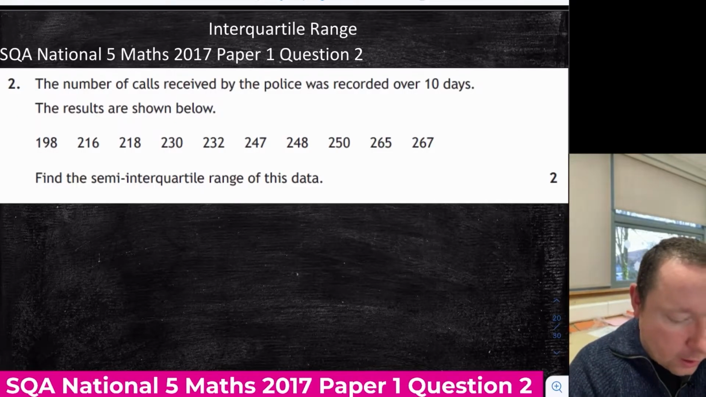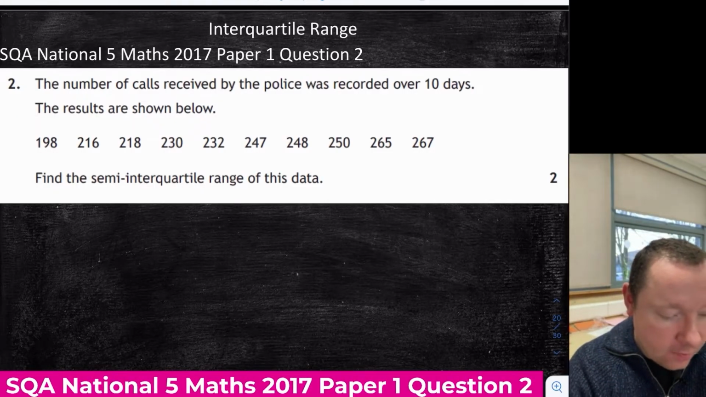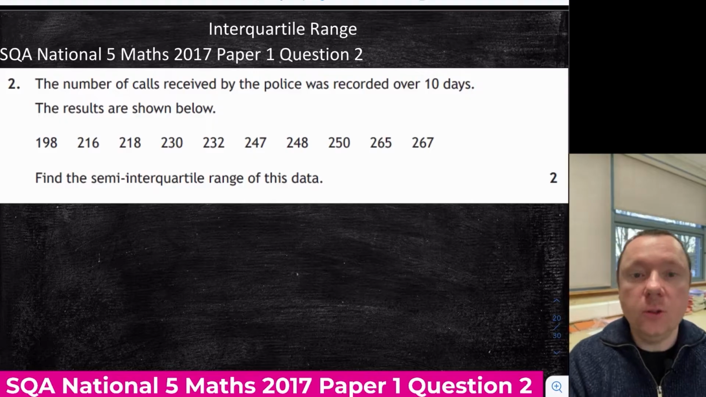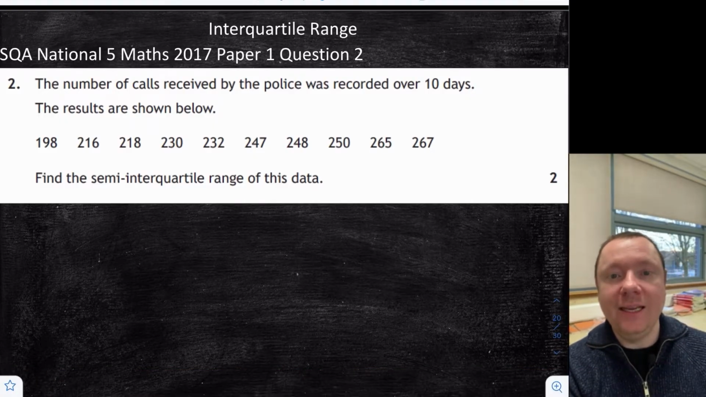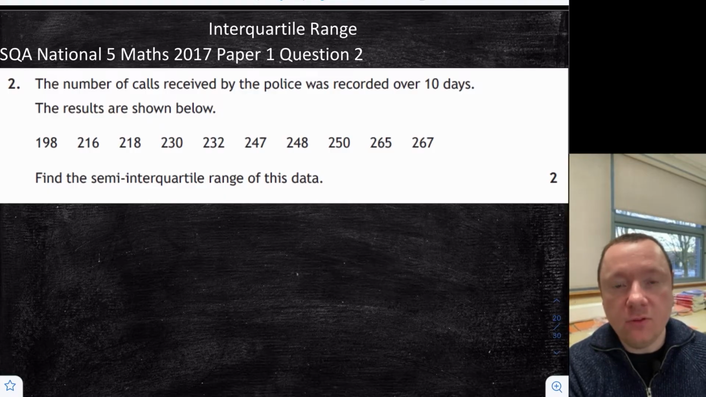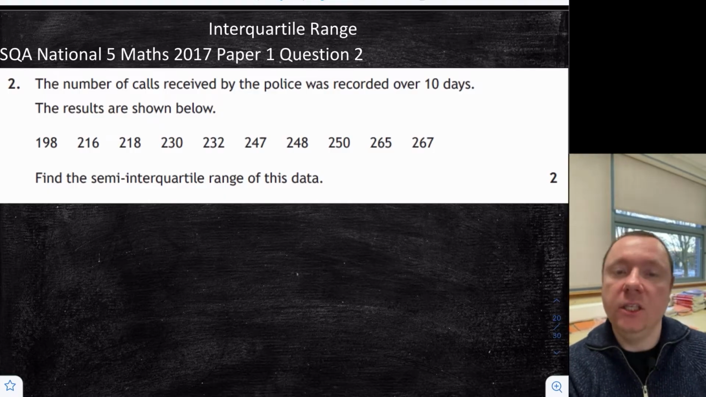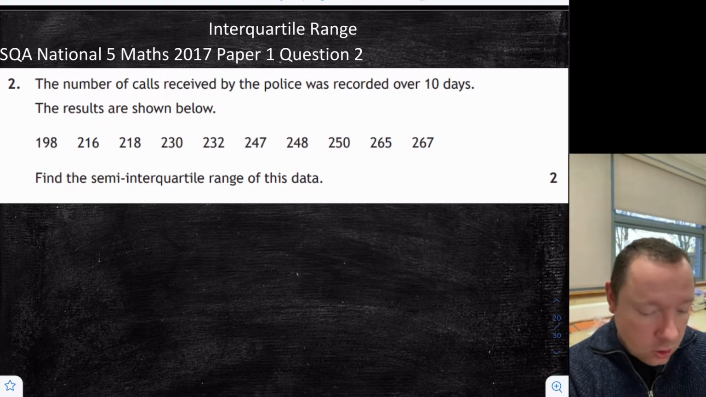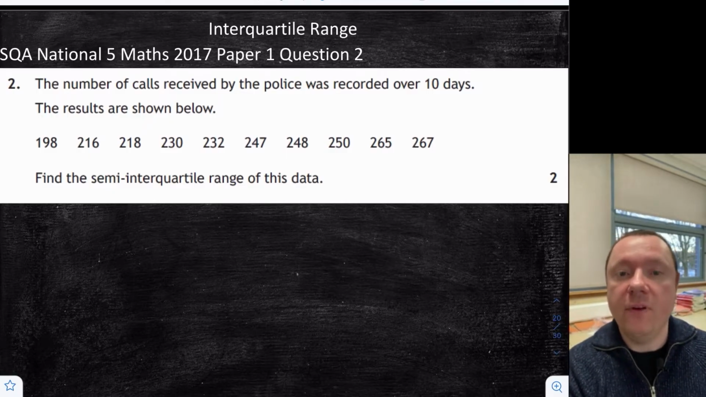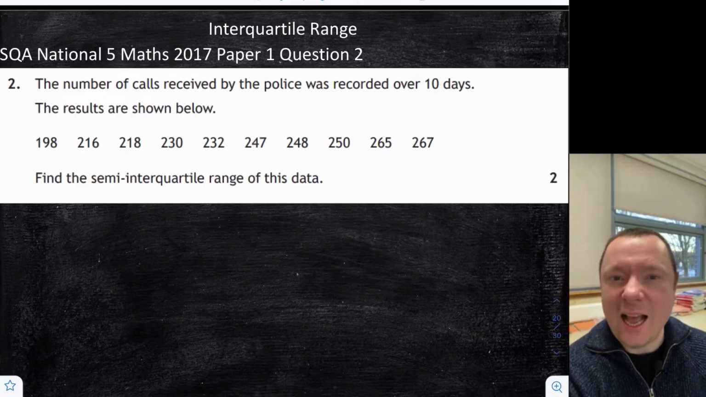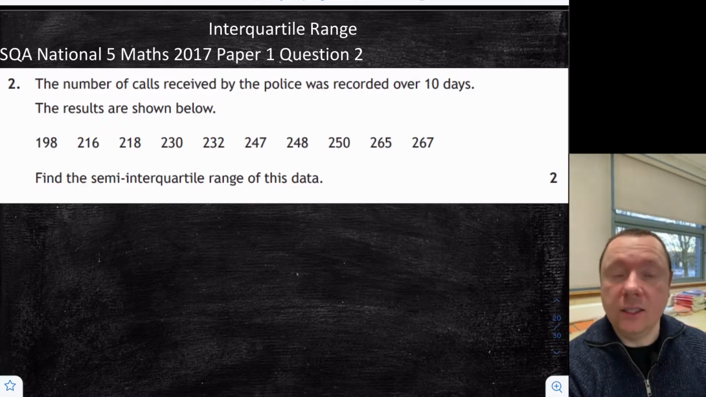Okay. Interquartile range, SQA National 5 Maths 2017, Paper 1, Question 2. Just before I go into this, be aware that past paper questions will often say semi-interquartile range for National 5, because it used to be that, but it changed recently to interquartile range. So I'm going to work out the interquartile range, even if it says semi-interquartile range, but then give you the final answer for semi as well, which just means half of the interquartile range anyway. Let's get straight into it.